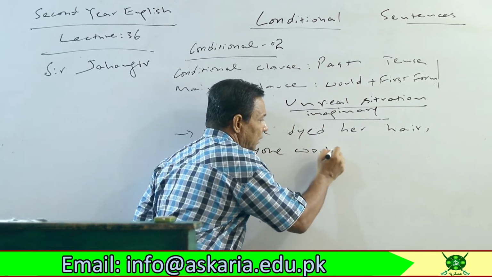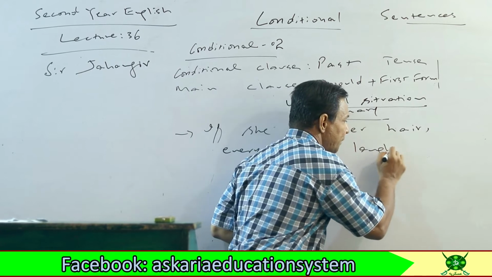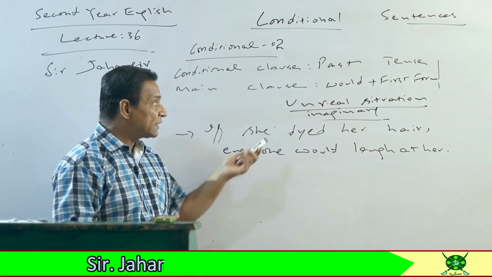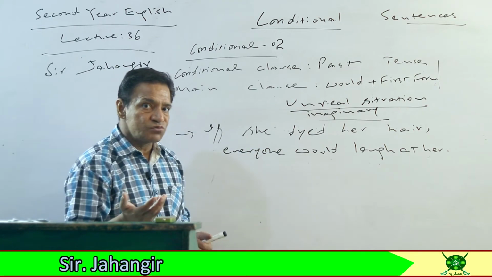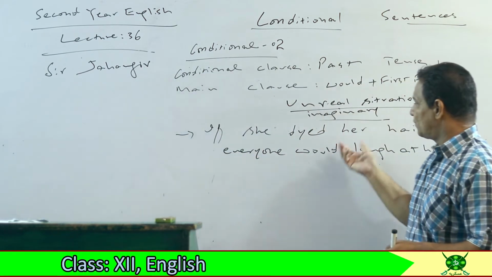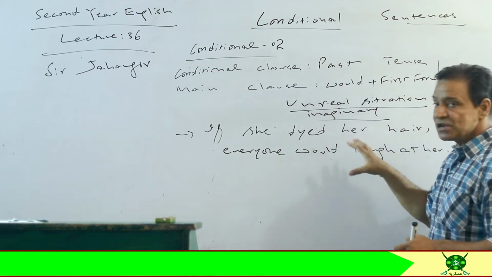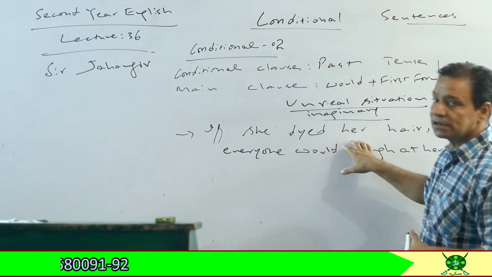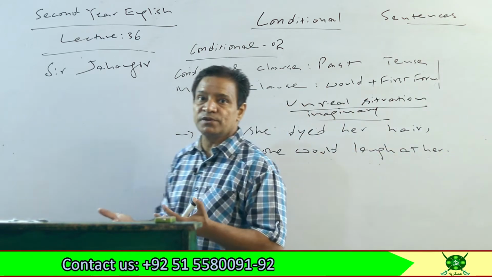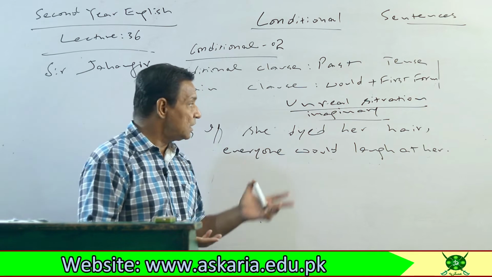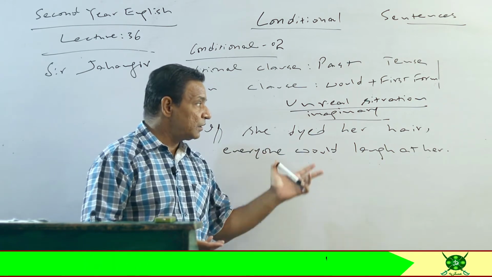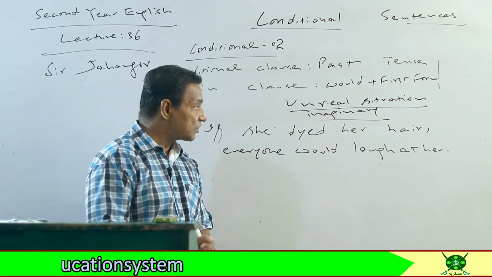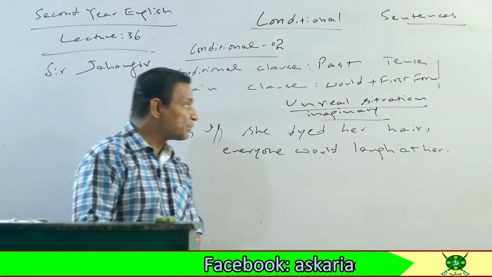Everyone would laugh at her. So if she dyed her hair, everyone laughed at her. So it's an imaginary thing, it's an uncertain thing. We have a doubt whether she is going to dye her hair or not. Whether she is dyeing her hair or not, we're doubtful about that. So if she dyed her hair, everyone would laugh at her. So this is a thing we are not certain about, whether it is happening or not. Okay, so if she dyed her hair, everyone would laugh at her. So this is the second type of conditional sentence, okay.